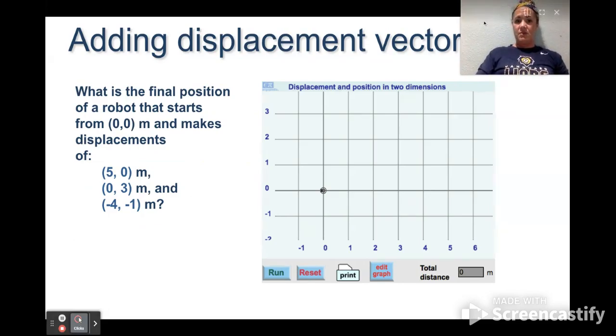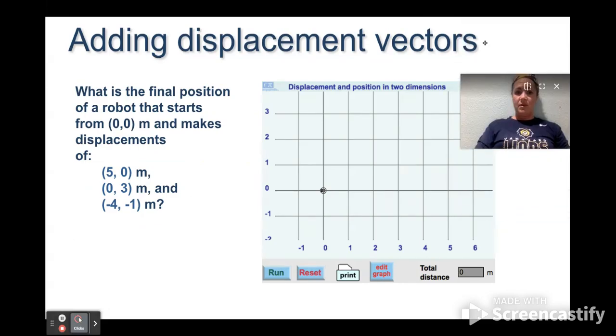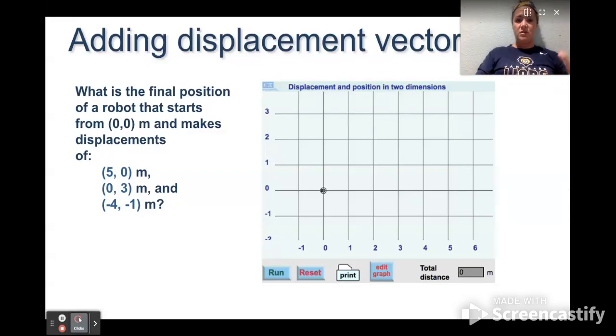So here is a problem as a sample, adding displacement vectors. What is the final position of a robot that starts from the origin, (0, 0) meters, and makes these displacements?